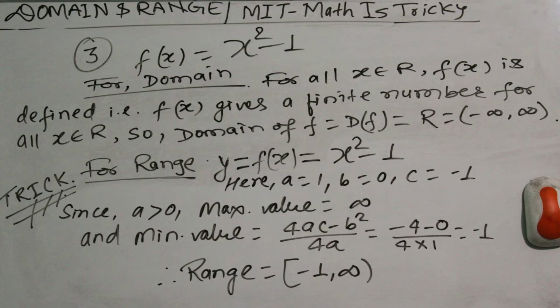To find the minimum value we'll use the formula (4ac minus b square) by 4a, which on simplification gives minus 1, same as before. Minus 1 to infinity, closed interval, is our range for question number 3.